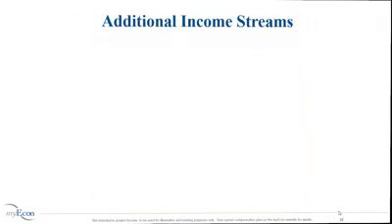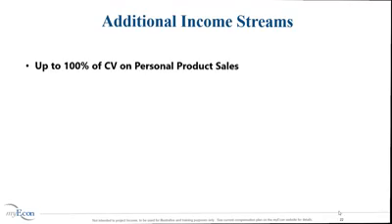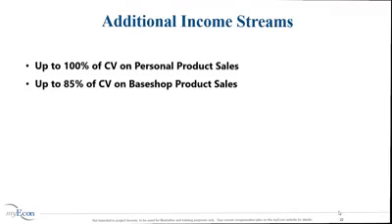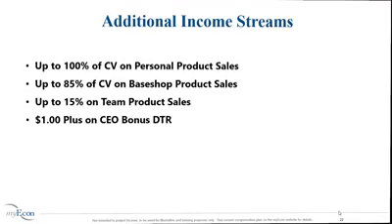myEcon offers the industry's best compensation plan with additional income streams such as up to 100% of CV on personal product sales, up to 85% of CV on base shop product sales, up to 15% on team product sales, and $1 plus on CEO bonus Dream Team residual.